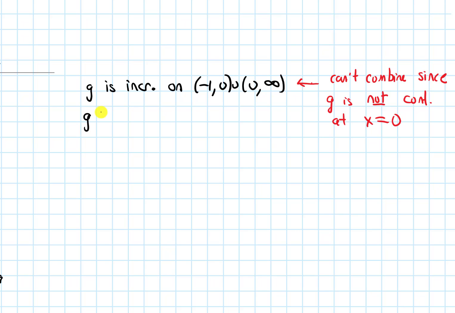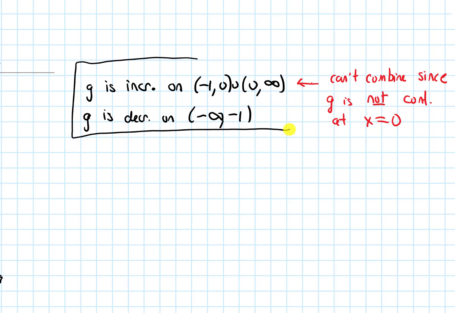Okay, and g is decreasing on just one interval from -infinity to -1. Okay, so I'm going to box these. This is where it's increasing and where it's decreasing.